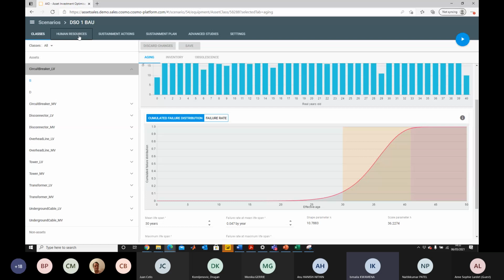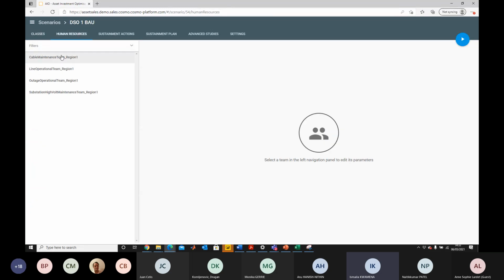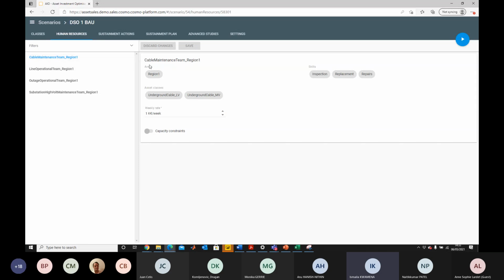We can then go on to our human resources tab over here, where we specify the types of human resources that will be carrying out the various maintenance activities. For example, we look at the cable maintenance team. Over here, we specify which region this maintenance team will be working in and what skills they possess. This specific maintenance team can carry out inspections, replacements and repairs, and also which asset classes this maintenance team would be working on. And finally, the weekly rates at which they will be operating, how much it would cost for them to be working.